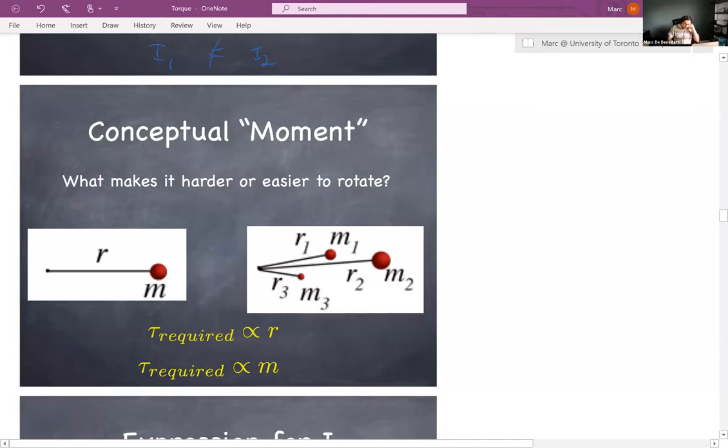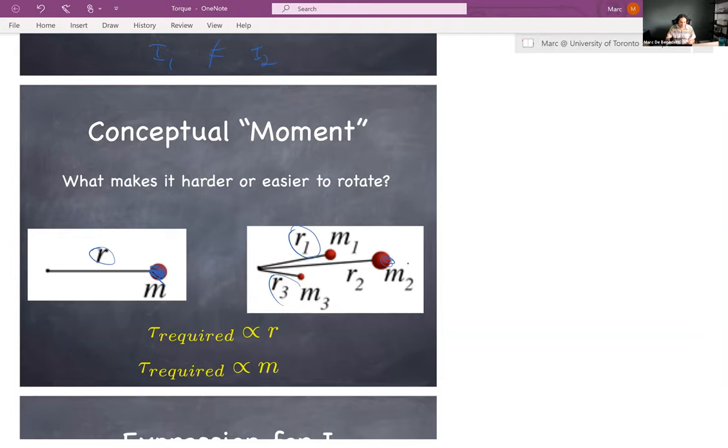Let's see if we can develop some intuition here. If you have an object that is some distance away, we can convince ourselves this is true by literally just doing it. This is what I love about physics. You don't even have to trust me here. Just do it yourself and convince yourself. R1 is twice as large as R3. If you have something that's twice as far away from the pivot point, it'll be twice as hard to rotate. It's also proportional to mass. If you have something that's heavier, of course it'll be harder to rotate.